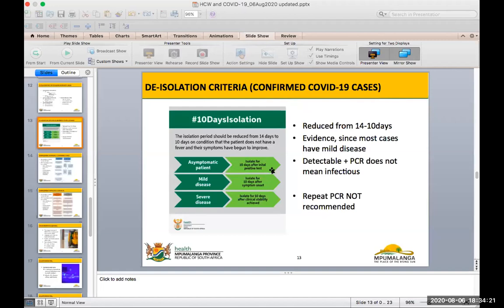So now the de-isolation criteria, the new one is from 14 days to 10 days. It says if you are an asymptomatic patient, say maybe you are a contact, and then we test you, and then you become positive, you isolate for 10 days after the initial positive test result. If you are diseased already, having mild disease, you isolate for 10 days after onset of symptoms. In a severe case where maybe you've also been hospitalized, you isolate for 10 days after clinical stability or after being discharged from the hospital. This is another slide that we need to read out every morning to our staff.